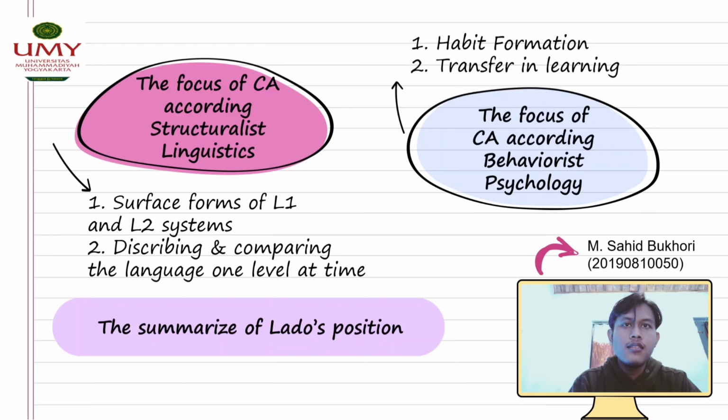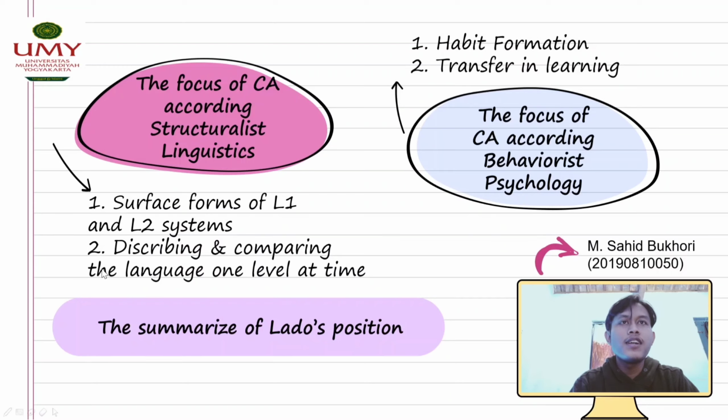In transfer in learning, there are two types of transfer. First is positive transfer, second is negative transfer. Positive transfer occurs when the structures from L1 and L2 are the same. Negative transfer occurs when the L1 structure is not the same as the L2 structure.